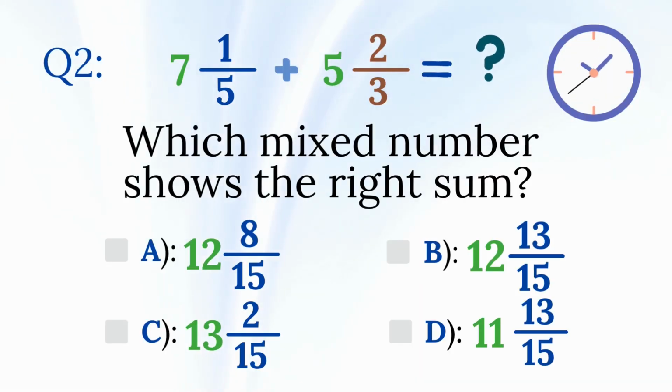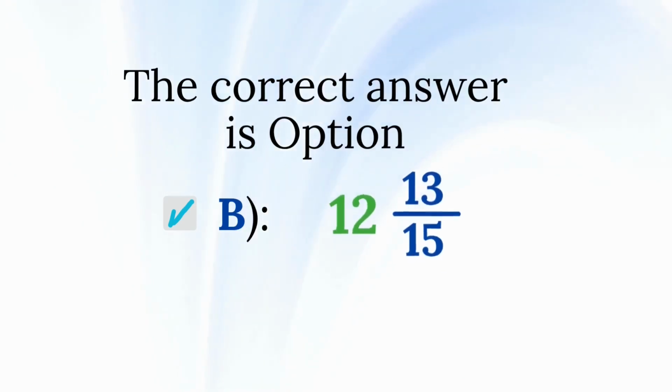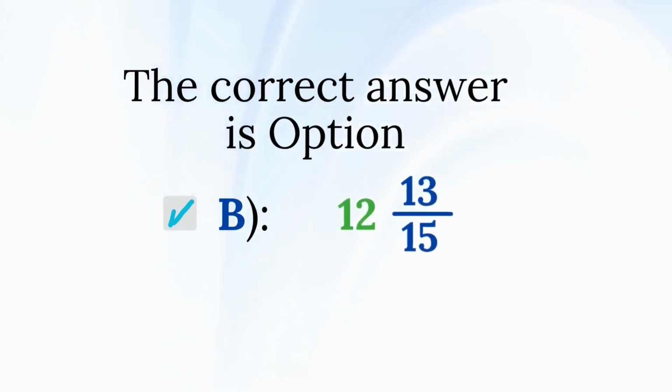Question 2. What is the sum of 7 and 1/5 plus 5 and 2/3? Choose the option that fits. Option A, 12 and 8/15. Option B, 12 and 13/15. Option C, 13 and 2/15. Option D, 11 and 13/15. The correct answer is option B, 12 and 13/15.